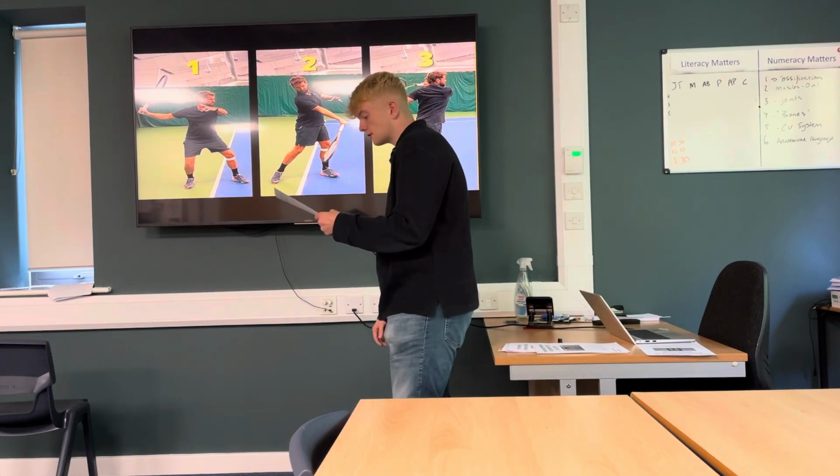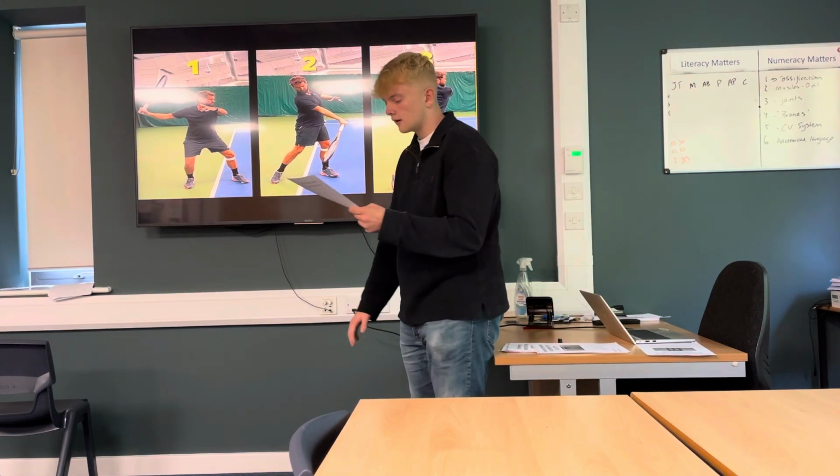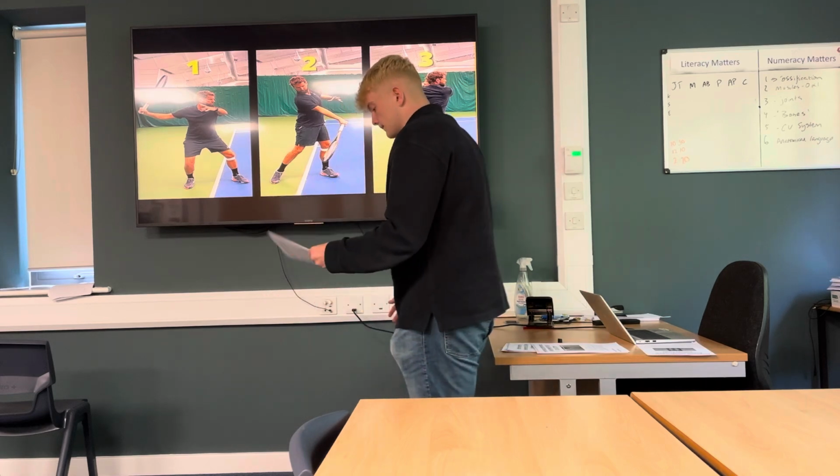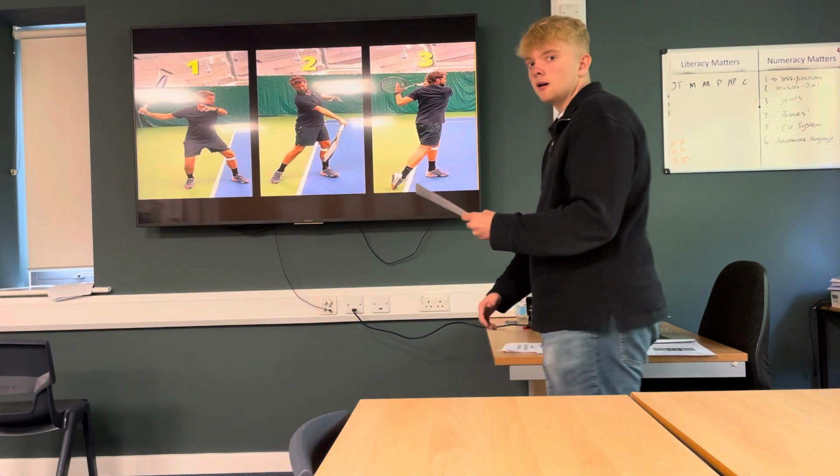And then the rotational axis is vertical because it is also a similar movement to a pirouette. They're bringing the racket from behind to in front.